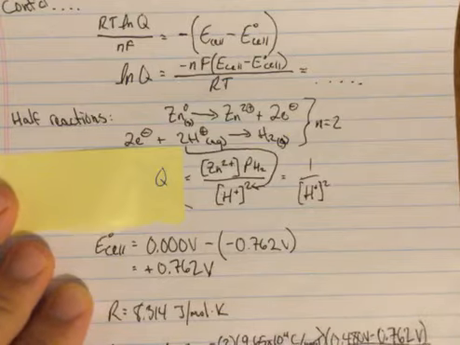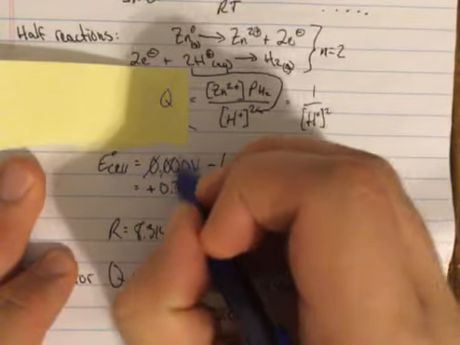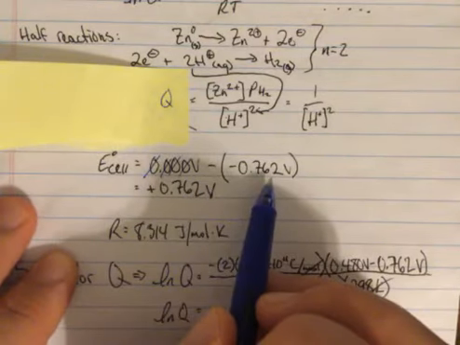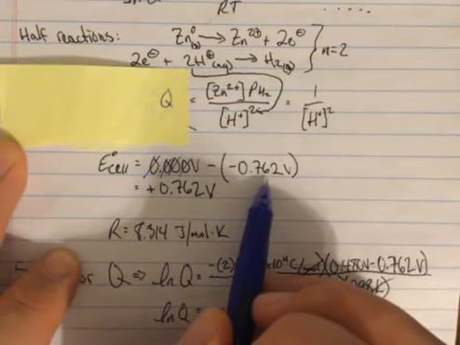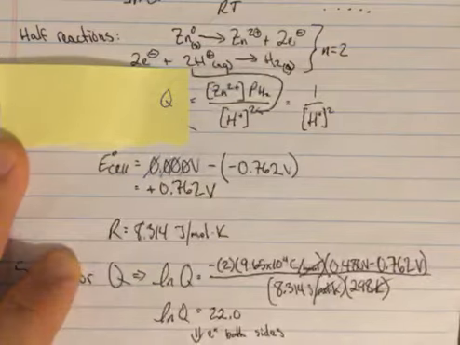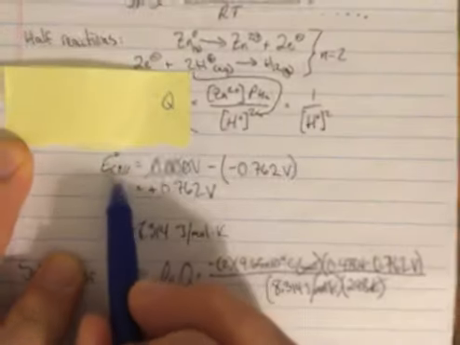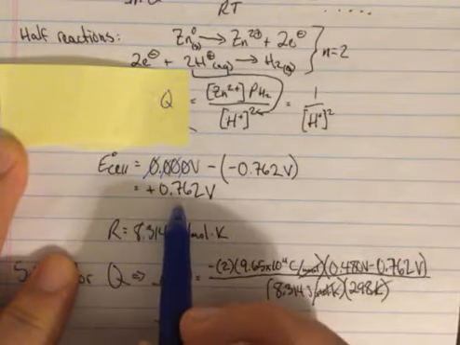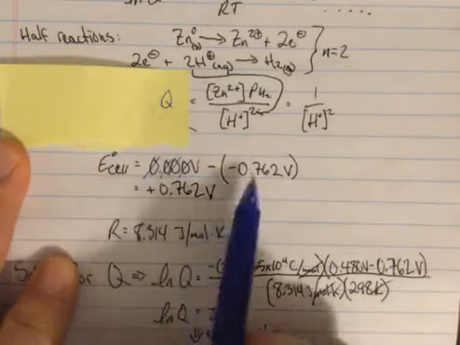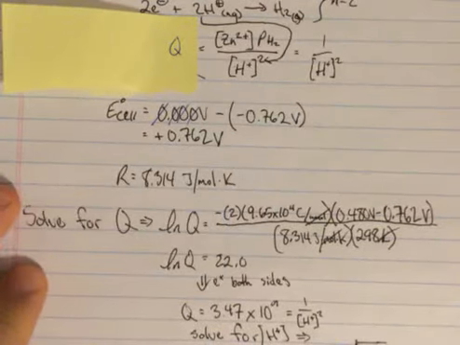So the E standard cell, remember that the standard hydrogen electrode is going to have 0.000 volts, minus the standard reduction potential of zinc, which is negative 0.762 volts. So zinc is really going to be acting more as a reducing agent, right? Or anode. So the E cell is going to be 0.762 volts. Cathode, anode. All right, R value, we got that already. You guys should be well familiar with that.